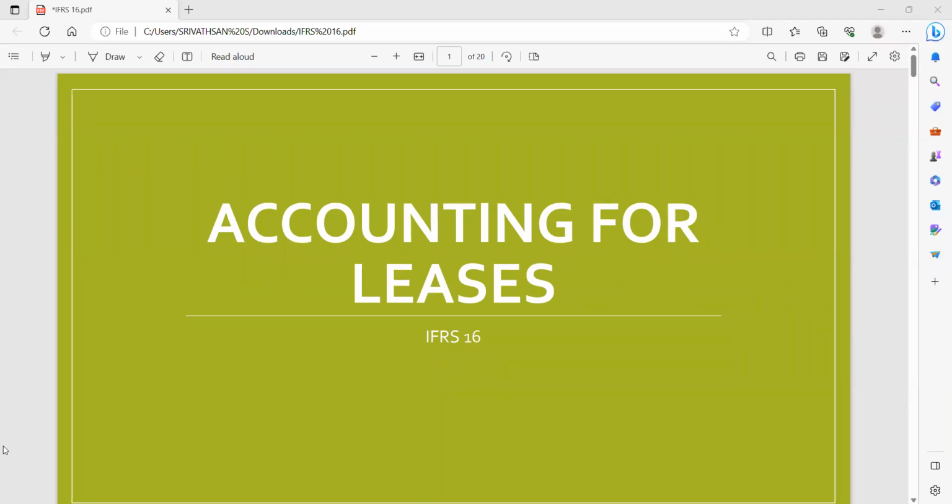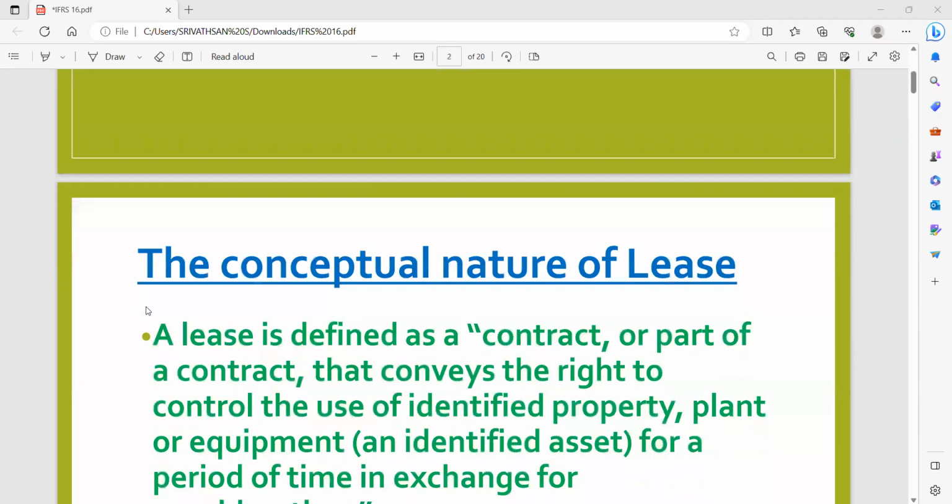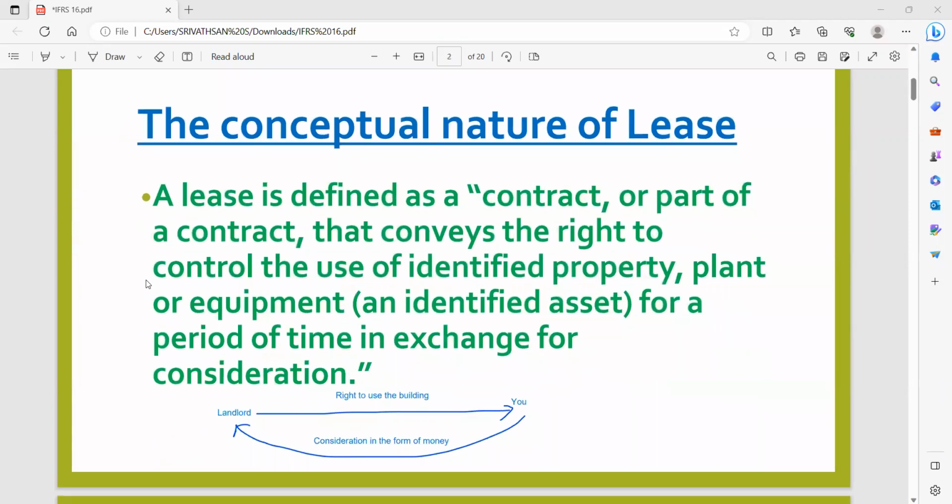Hello all, in this video we are going to discuss accounting for leases, IFRS 16, the conceptual nature of lease. So a lease is defined as a contract or part of a contract that conveys the right to control the use of identified property, plant or equipment, an identified asset for a period of time in exchange for consideration.